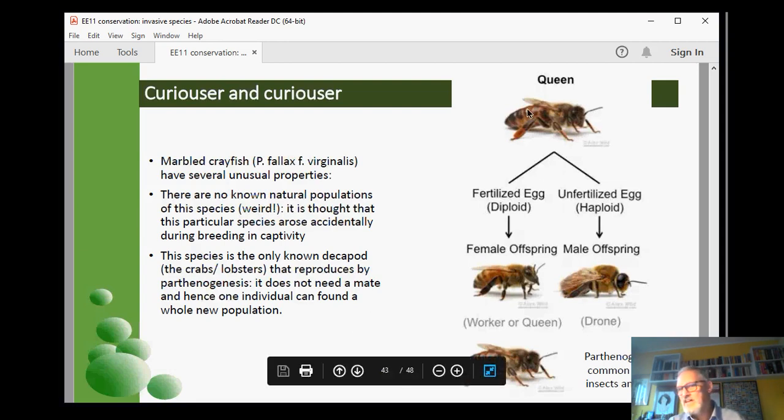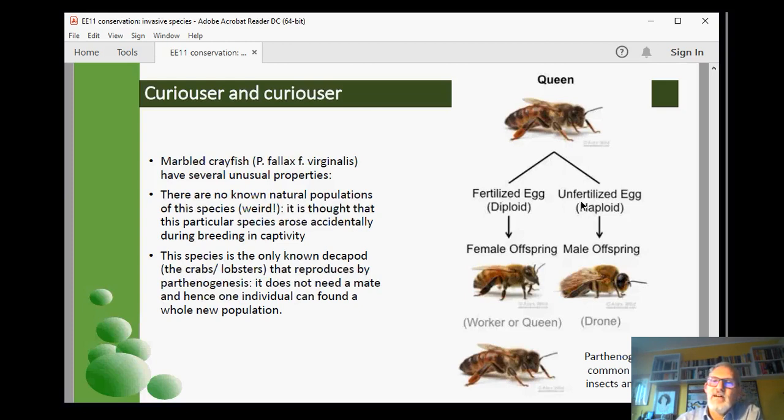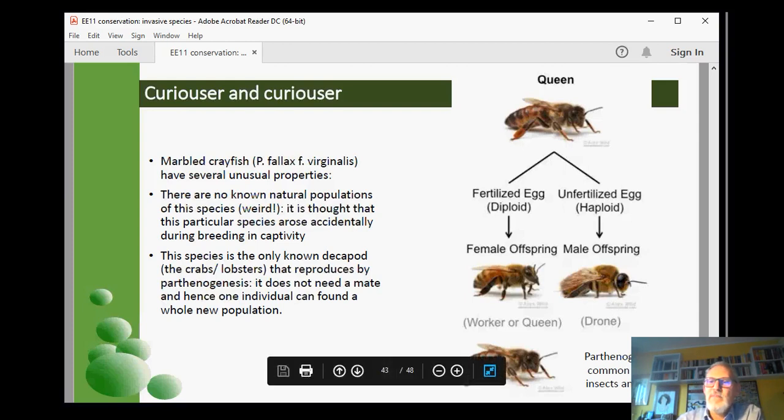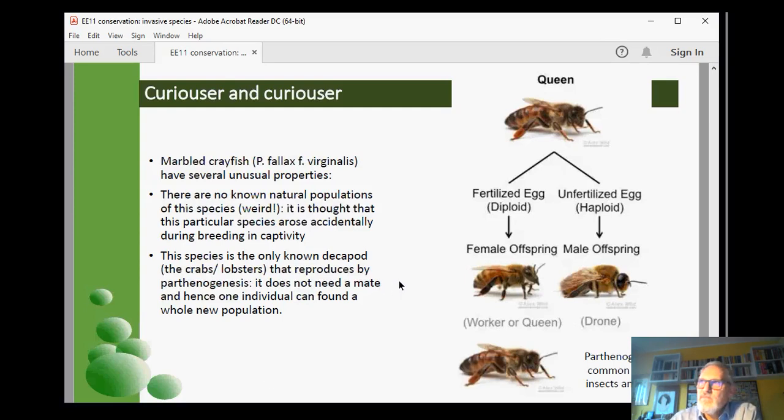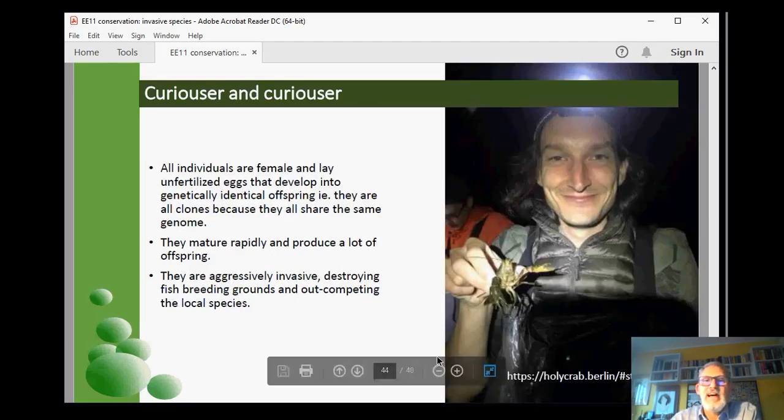Another example of parthenogenesis is what happens with honeybees, where an unfertilized egg becomes the male offspring. Okay. It is known. I mean, there's nothing unusual about this. It's well known, but it's extremely unusual in the crabs and the lobsters, the decapods. Okay, it's even more curious, the situation.